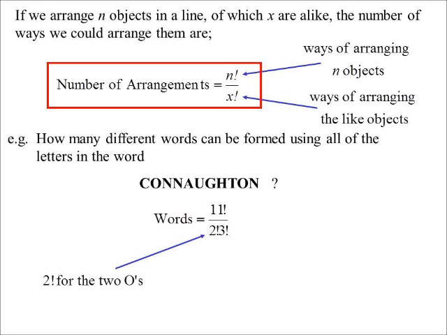Okay. But I divide it by 2 factorial, because you'll notice there's 2 O's there. But I'll also divide it by 3 factorial, because there's 3 N's there. So all up we end with, what do we get? There it is. Wow. Try and write them all out. 3,326,400 different ways we could do it.